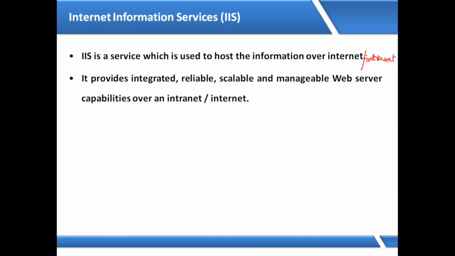So why are we using the IIS, even though it is a platform dependent service, but still it is commonly used in Windows? Why? Because of its features. Some of the important features of IIS: it provides easy integration. It is very reliable, on which we can trust. It is scalable, means we can make the changes as per our requirement, and we can manage this web server over intranet and internet. So these are some of the important features of IIS.